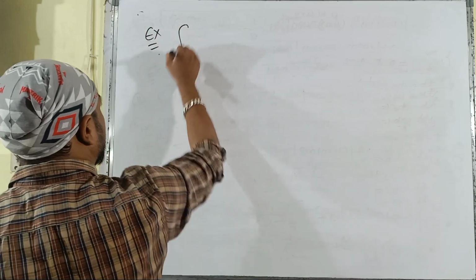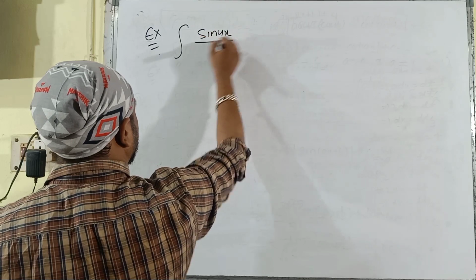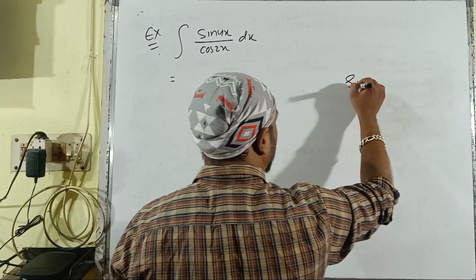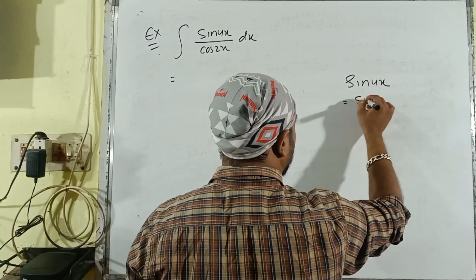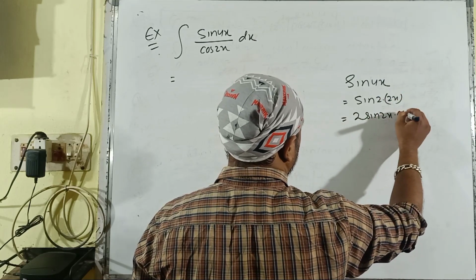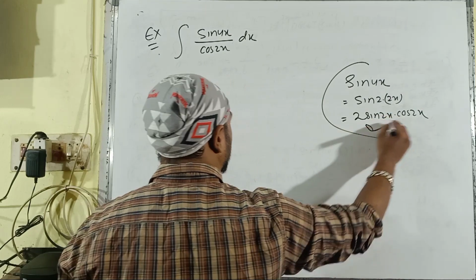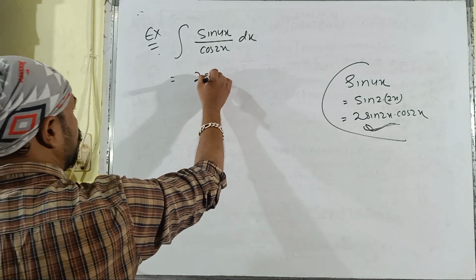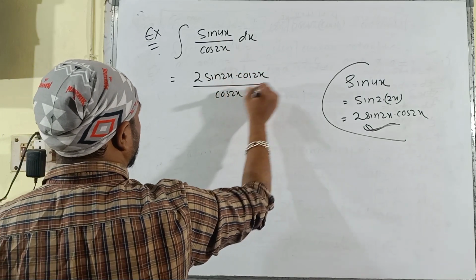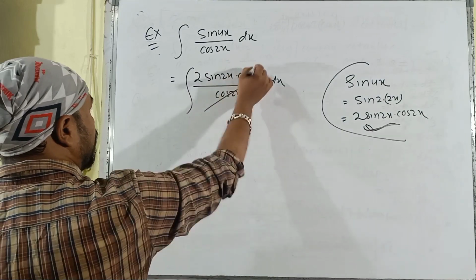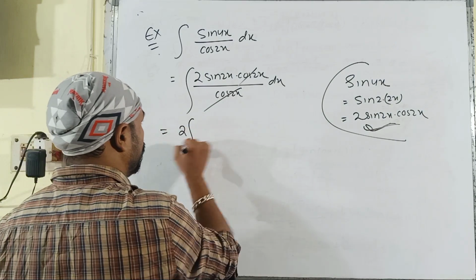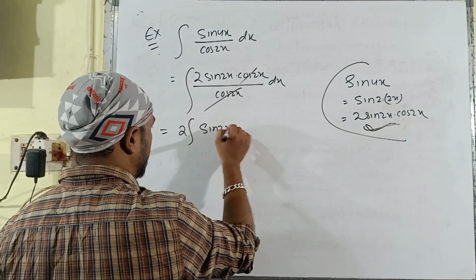So here is the example. Integral of sine 4x divided by cos 2x with respect to x. Then sine 4x is sine 2 into 2x, that means it is 2 sine 2x into cos 2x, and we have to put this value of sine 4x here, that means 2 sine 2x into cos 2x divided by cos 2x. Cancelling the common part cos 2x from numerator as well as denominator, we have 2 multiplied with the integral of sine 2x dx.